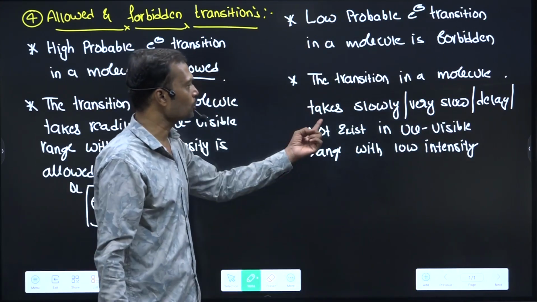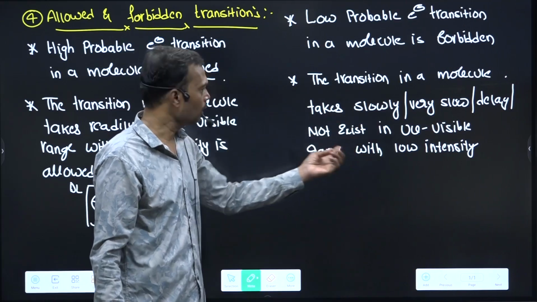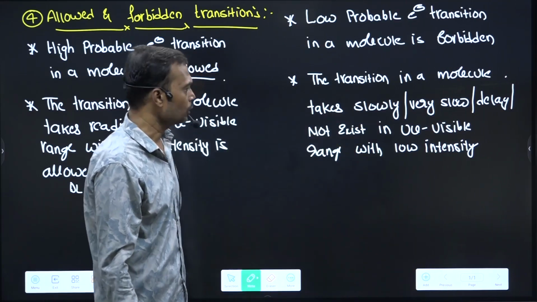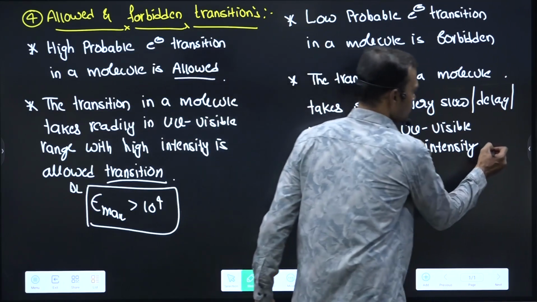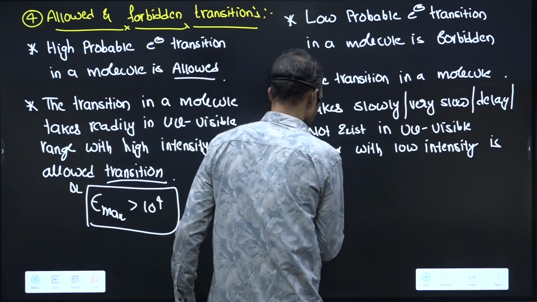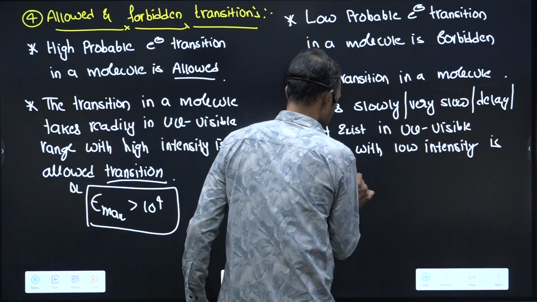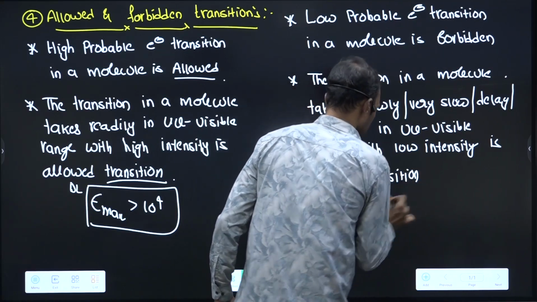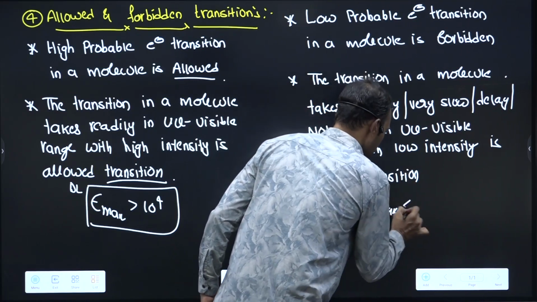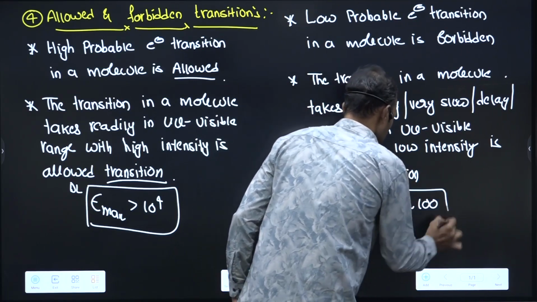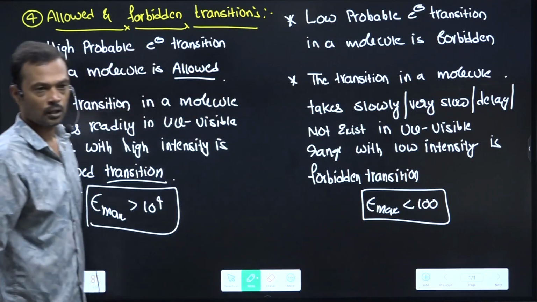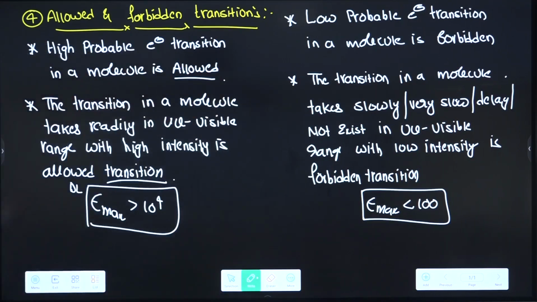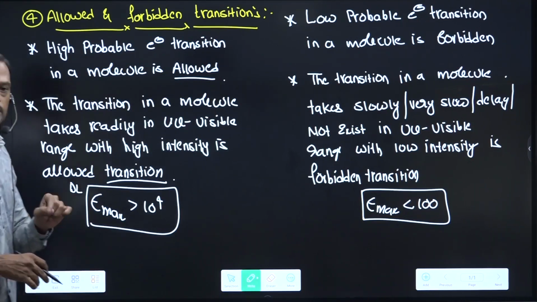The transition in a molecule takes slowly, very slowly, or delay, or not exist. So in UV visible range with low intensity is forbidden transition. This is forbidden transition. Absorption maximum is less than 100 only. Whichever is most possible, allowed. Which is less, other than that, remaining all are forbidden. So only one allowed is there, remaining all are forbidden.